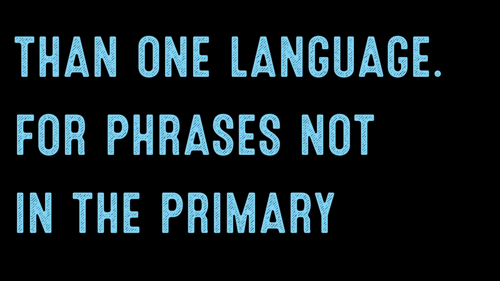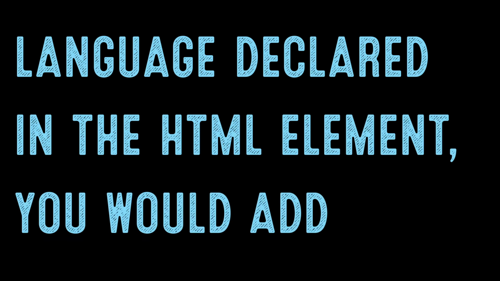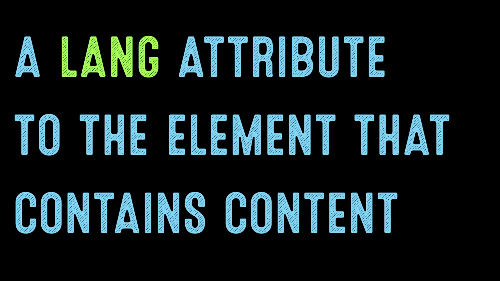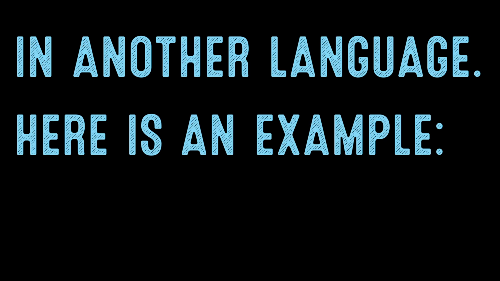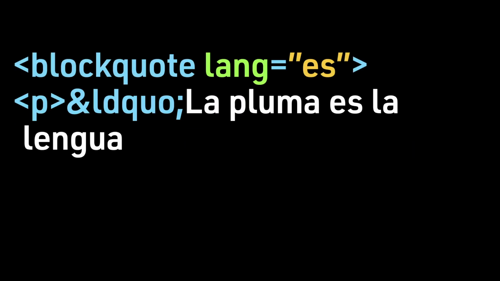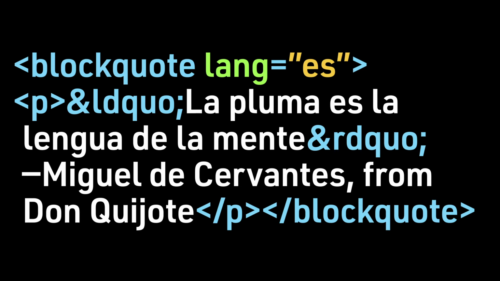For phrases not in the primary language declared in the HTML element, you would add a lang attribute to the element that contains content in another language. Here is an example. Blockquote opening tag, lang equals "es" in quotation marks, paragraph opening tag, La pluma es la lengua de la mente. Miguel de Cervantes from Don Quixote. End p tag, end blockquote.